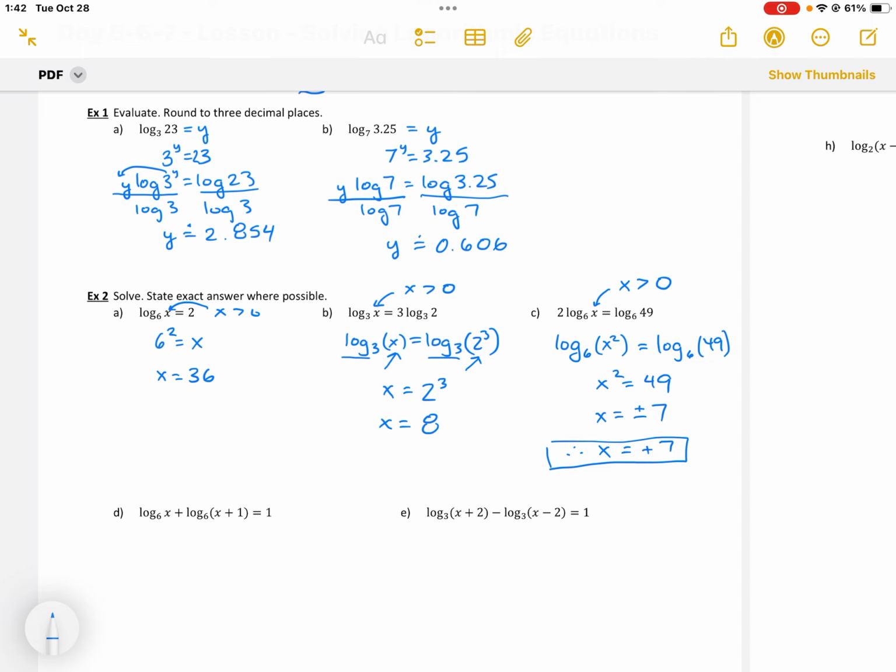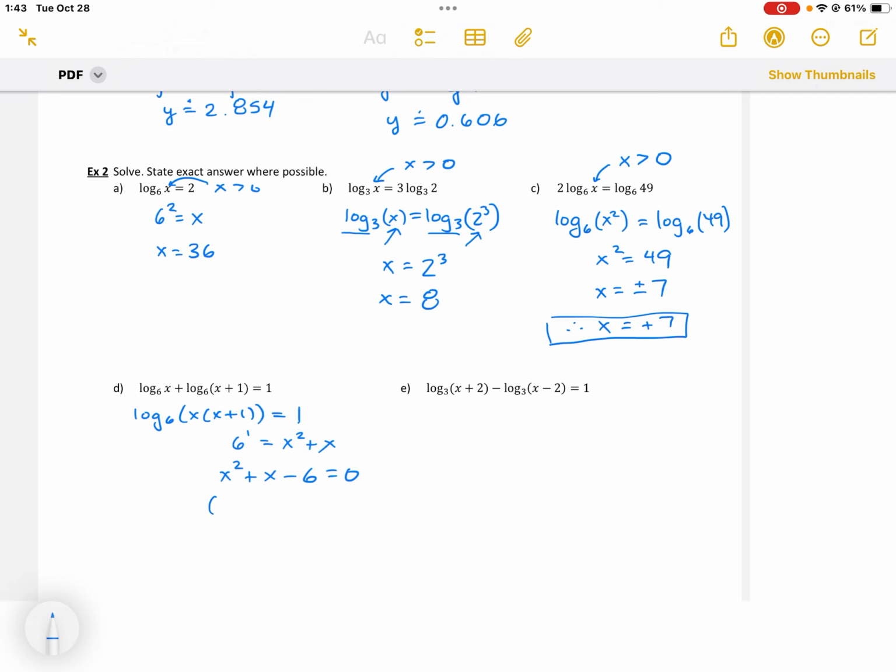Let's move on to D. Here we've got 2 logarithms on the same side. Because they have the same base, I'm going to combine them using my laws of logarithms. They are being added together, so I'm going to multiply the arguments together. Then I'm going to change it into exponential form, so 6 to the 1 is equal to x squared plus x. Then I'm going to rearrange and set it equal to 0, because now I see that I have a quadratic equation, which I can factor, and then I can solve.